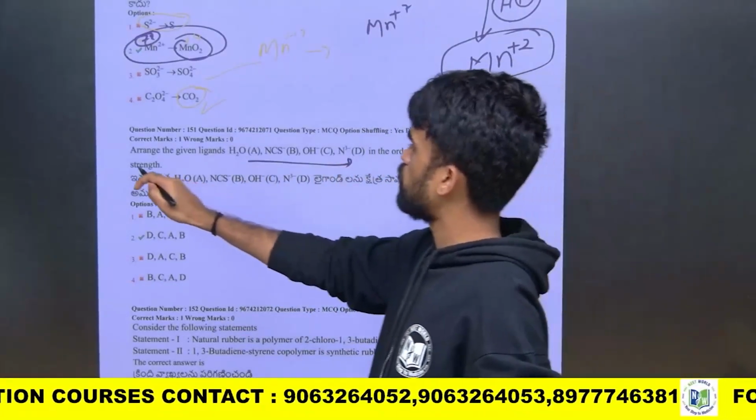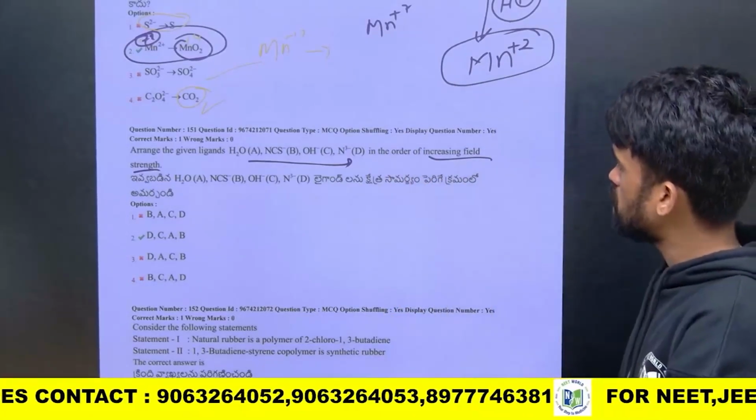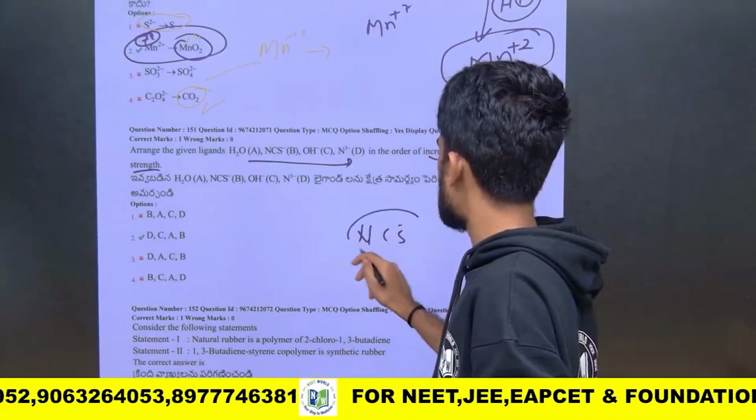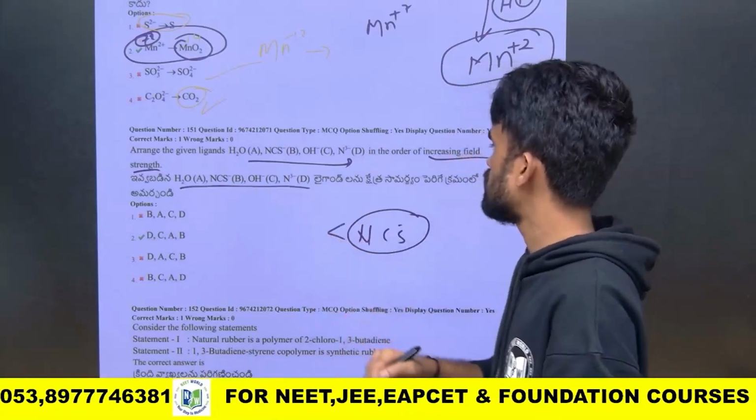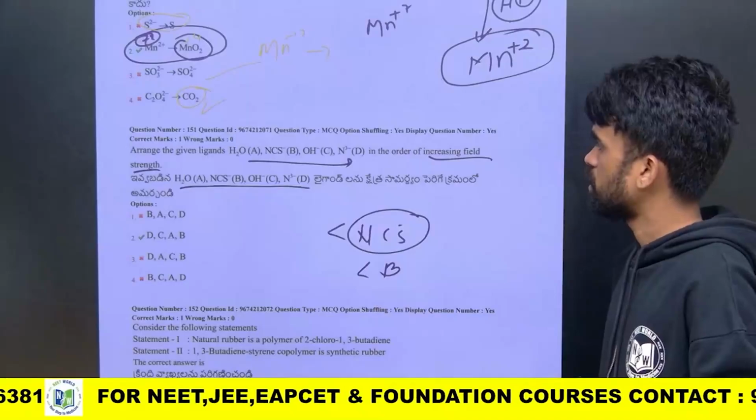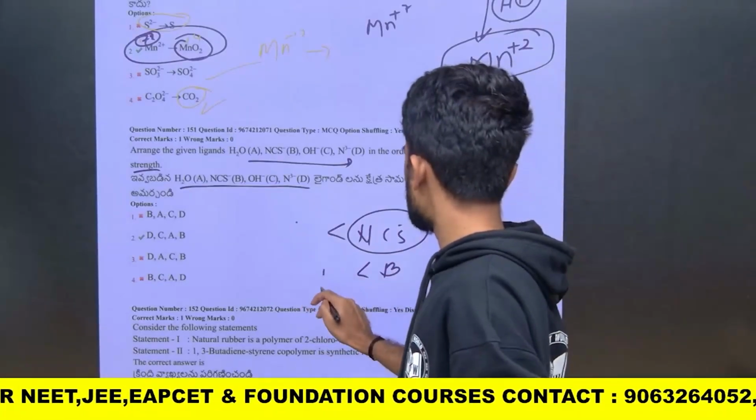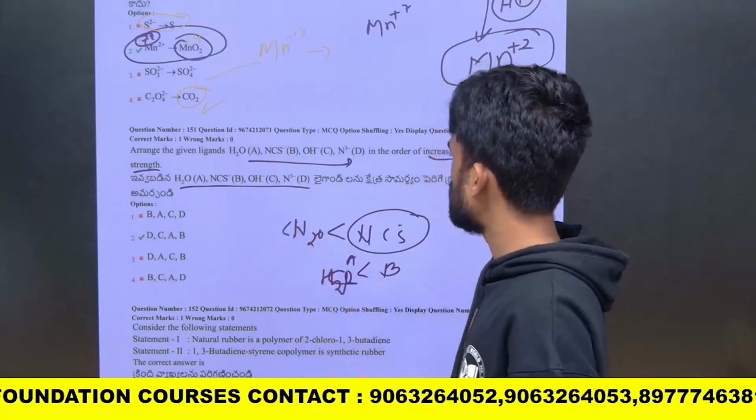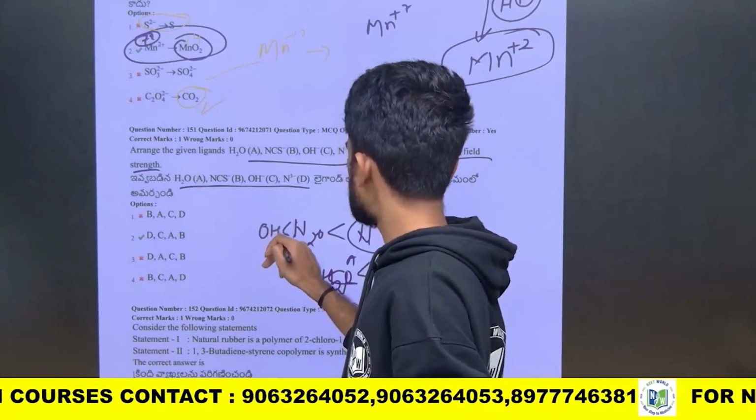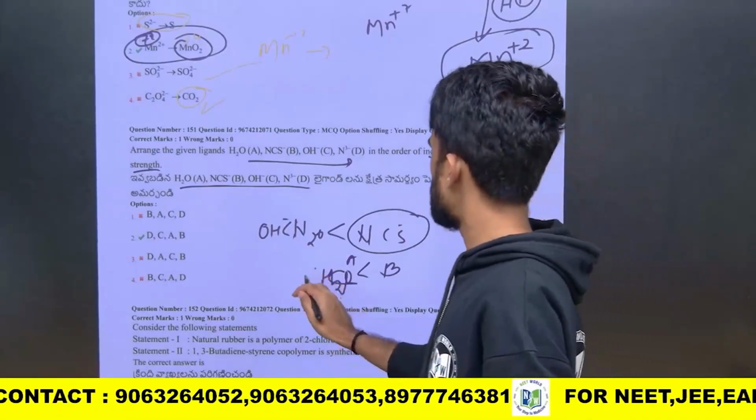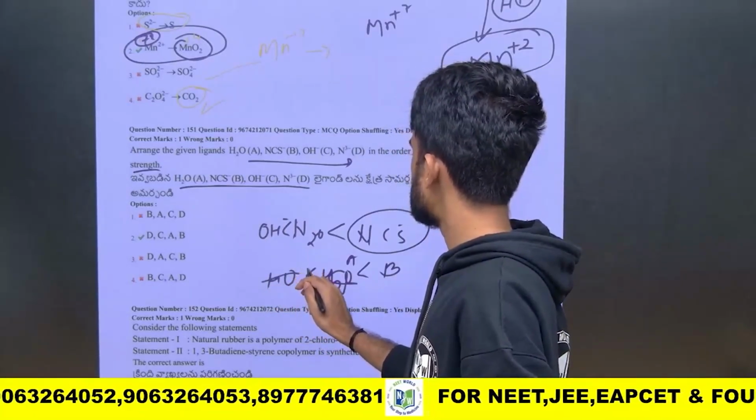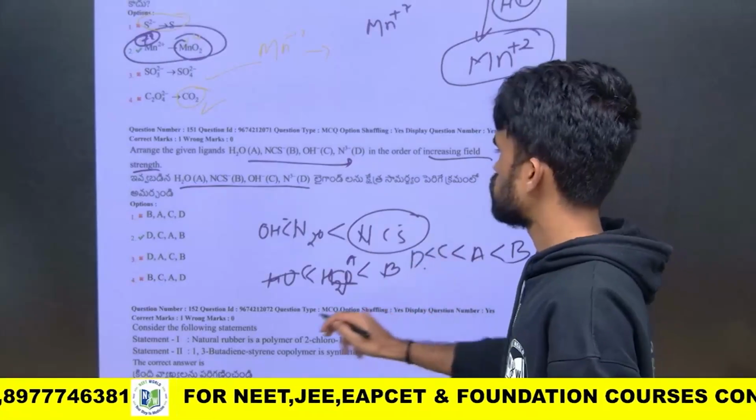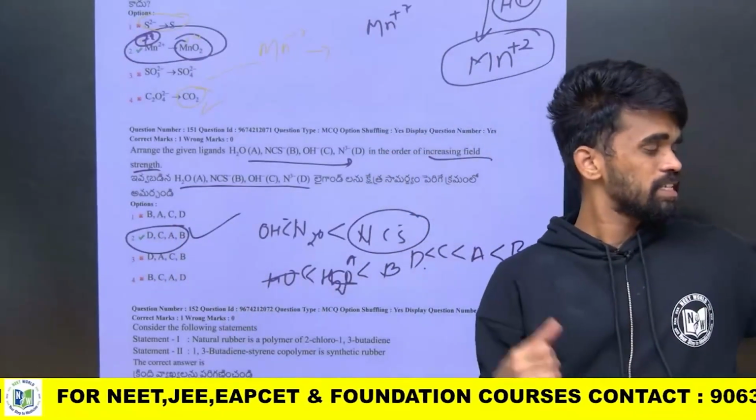We need to arrange the increasing order of field strength. So we have a question here: which has the maximum field strength? NCS minus has the most splitting ability out of the four options. After this H2O, which is option A, then OH minus, which is option C. So the order is B, A, C, and the least is D. So we have option 2 here. Hope it is clear. There is nothing to worry about here.